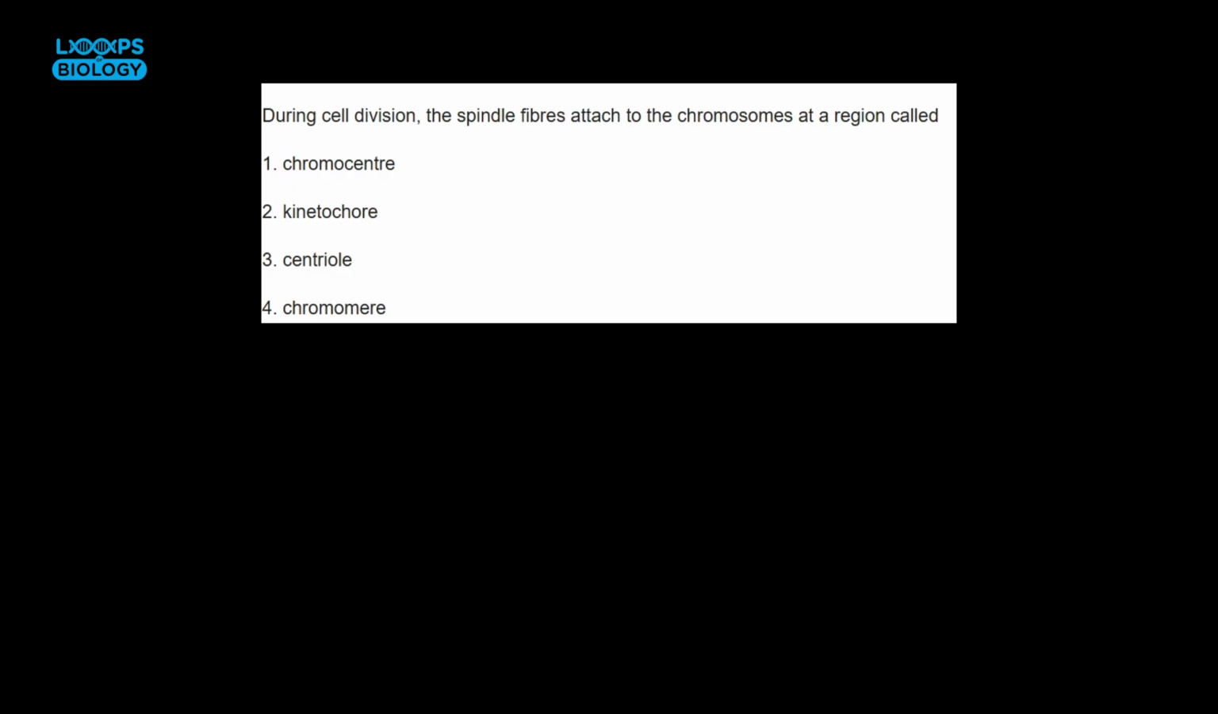During cell division, spindle fibers attach to the chromosome at a region called the kinetochore. We have seen that it is a hook-like structure on the centromere of the chromosome.